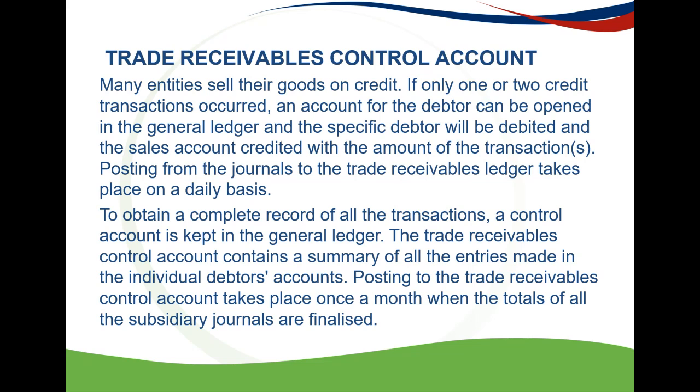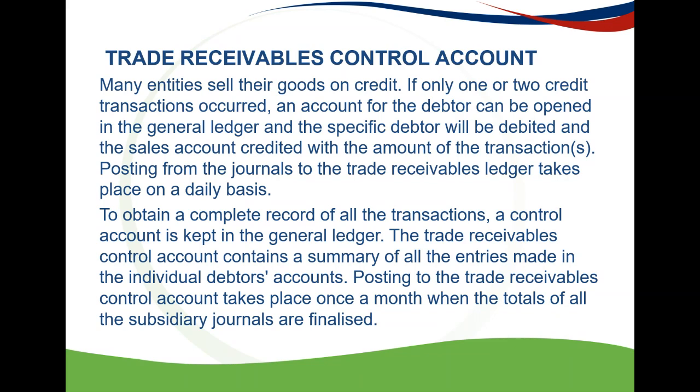So my totals from my sales journal will only be posted to my trade receivables control account, whereas the individual entries in my journals will go to the different debtors accounts in the trade receivables ledger. Therefore, with our sales returns journal, those individual transactions will also be recorded in the specific debtors accounts, and then the totals at the end of the month will only be posted to my trade receivables control account.